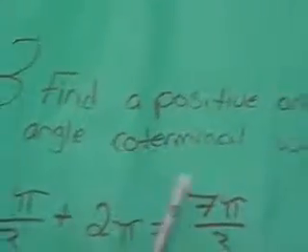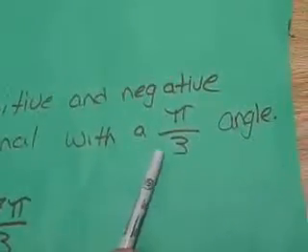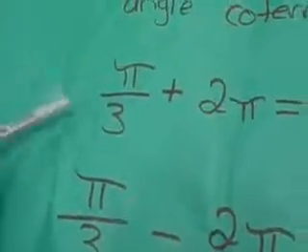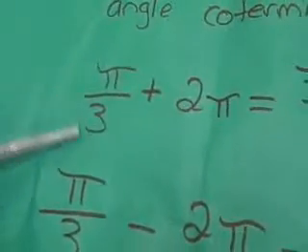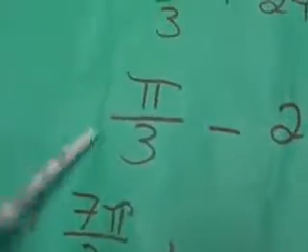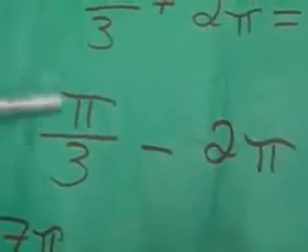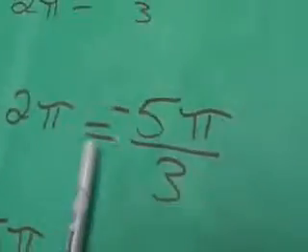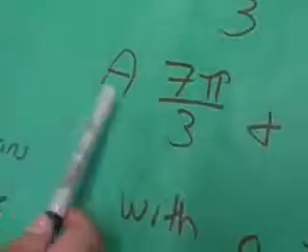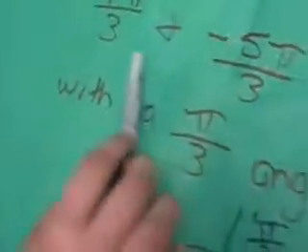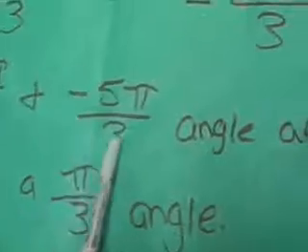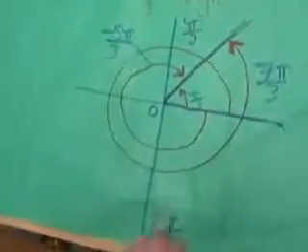The next one, we're going to find a positive and negative angle coterminal with a pi over 3 angle. So, as we remember our equations before, we're going to add 2 pi, so it's going to be pi over 3 plus 2 pi is going to equal 7 pi over 3. And to find a negative coterminal, you subtract by 2 pi. And pi over 3 minus 2 pi equals negative 5 pi over 3. So a 7 pi over 3 angle and a negative 5 pi over 3 angle are coterminal with a pi over 3 angle. And this is our diagram.